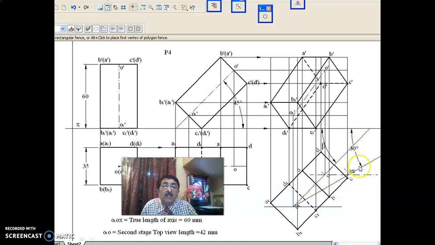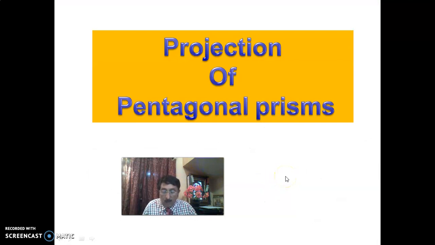and you have done beta construction, which has to be shown clearly even in the exam, because for this construction itself you have the maximum marks allotted. Okay, now we'll go for projection of pentagonal prisms.